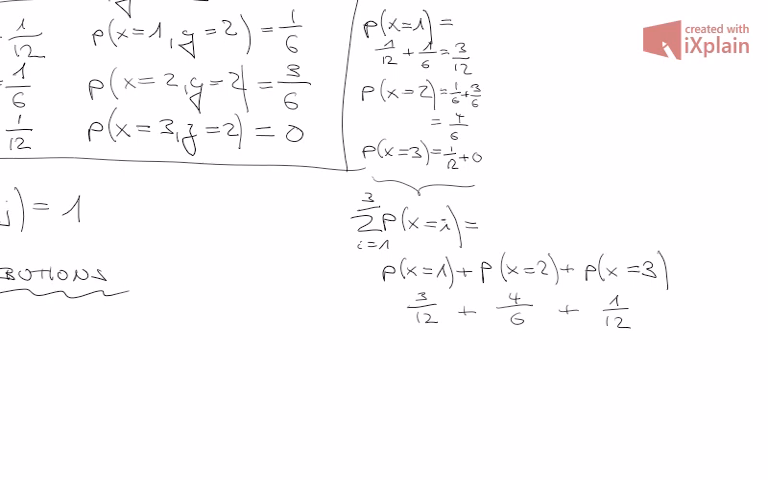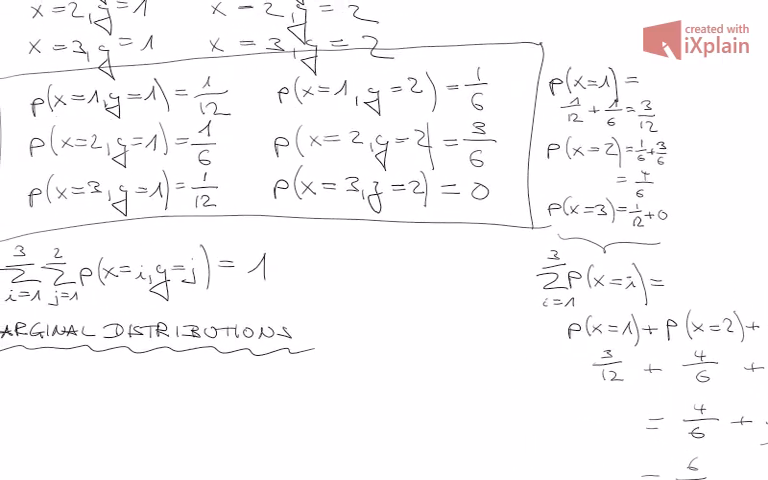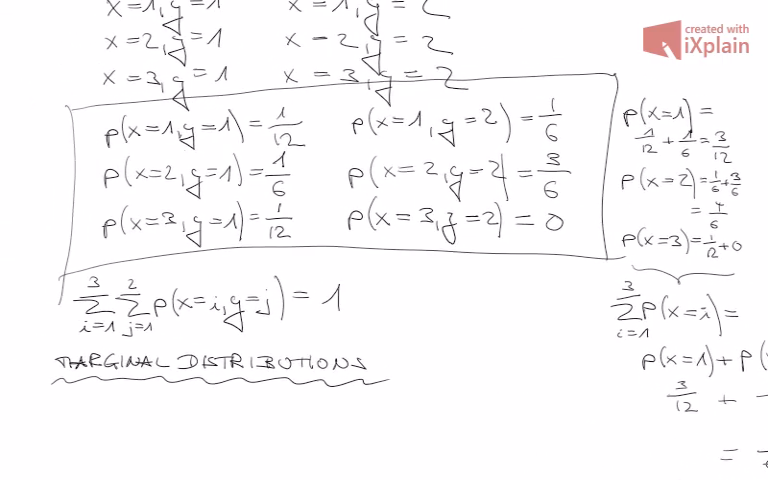So we have 4 over 6 plus 4 over 12. Then we can divide this all by 2. So now we have 2, 6. And then we have 4 over 6 plus 2 over 6, 6 over 6. So we have 1. So we see that this is actually a probability distribution over x, just by summing over the values that y can take on.